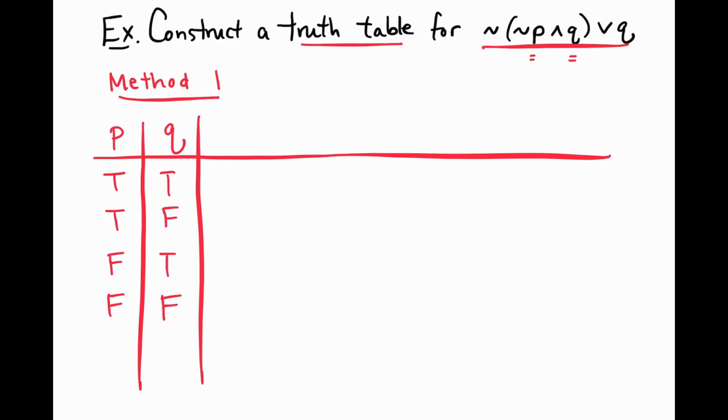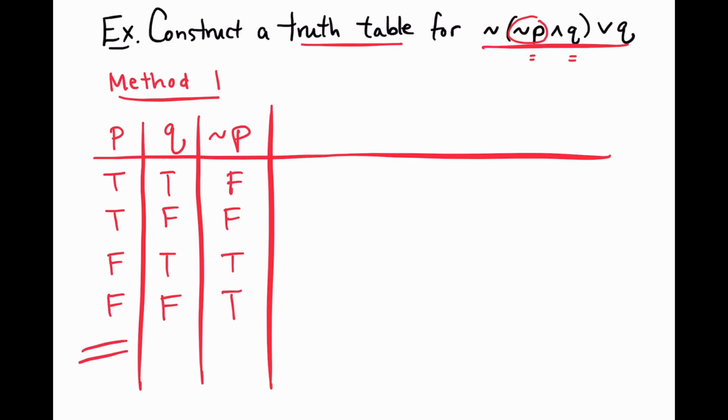So for a statement that has two statements, P and Q, you're always going to start your truth table like this. And then the next thing I'm going to do is make a column for not P. Okay, and that's just the negation of this column. So that's going to be false, false, true, true. So I'm just looking at these values.